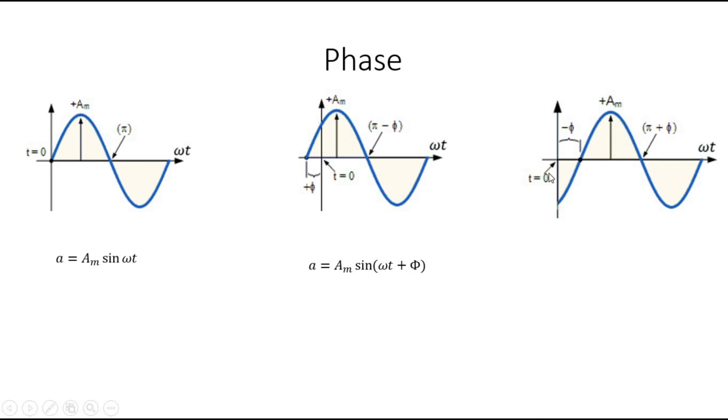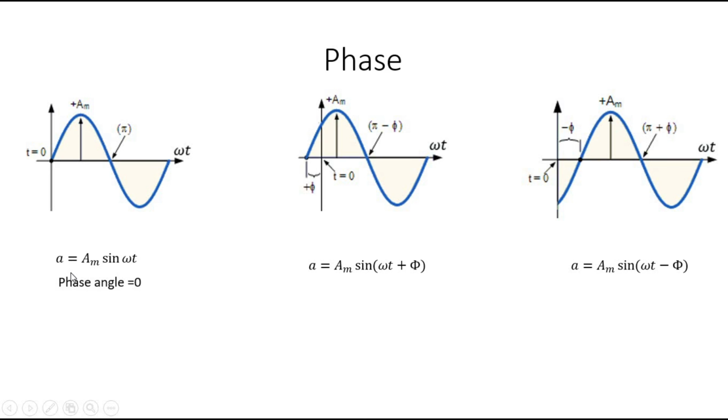Again, if you consider it shifted to the right side, it is delayed. At t equal to 0 it is not reaching 0, it is still in the negative cycle. It is actually sin(ωt minus φ), so the value here is sin of minus φ. So we can represent a equals Am sin(ωt − φ). If it is shifted to the left, if it is early, it is ωt plus φ. If it is delayed, or shifted to the right side, it is ωt minus φ.